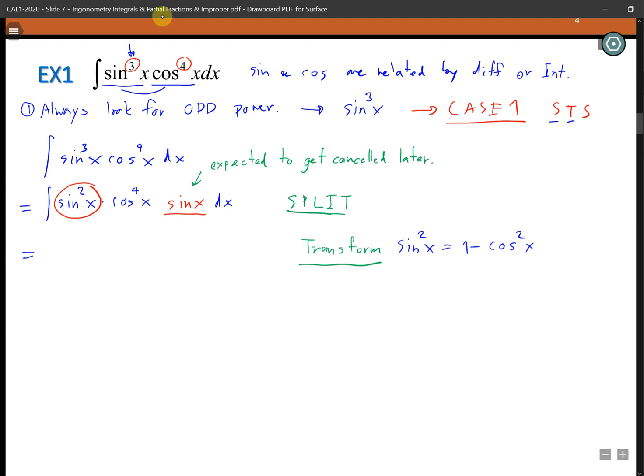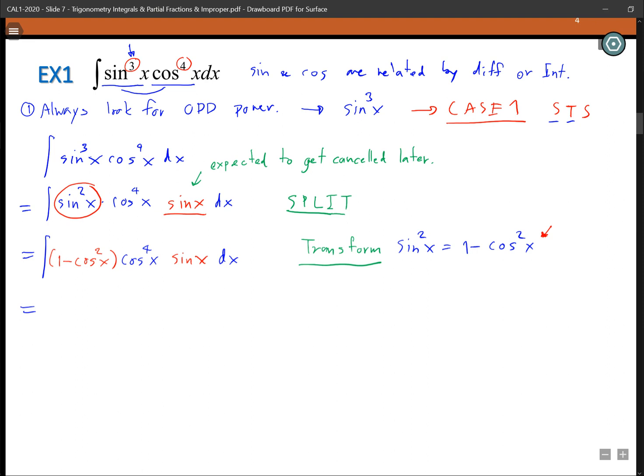So here we have this. It used to be sine x squared, but we are going to use this property. So substitute this in and we get this: 1 minus cosine of x squared. Alright. And here cosine of x to the power of 4 stays the same. We don't need to work on that or mess with that at all. Right? Sine of x still there and dx. Okay? Now we are going somewhere.